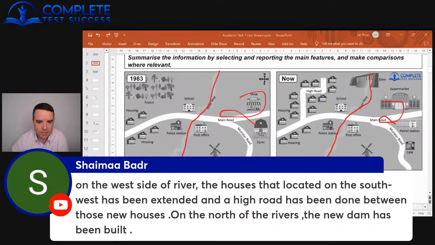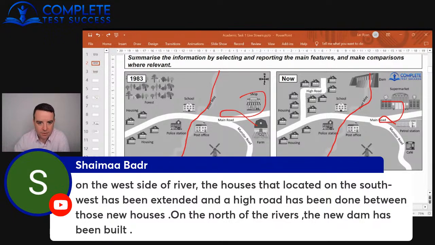Shemaya, on the west side of the river, the houses that were located on the southwest have been extended. It's not that the houses have been extended, it's the number of houses. So additional houses have been built. If you say the houses have been extended, it's, the house was this big and they built another bit onto the side of it. So now the house is bigger than it used to be. So that's actually, you're describing a different thing. What you're describing doesn't reflect what's shown on the map here.